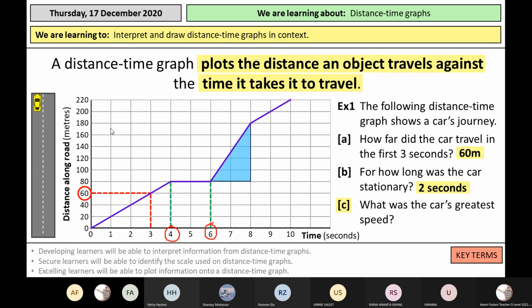So you need to look into the steepness, right? You need to look at the height of the slope and the width, definitely the width. All right. So I can see the height is 100 meters and the width is 2 seconds. So 100 divided by 2 is nothing but 50 meters per second. Got it?